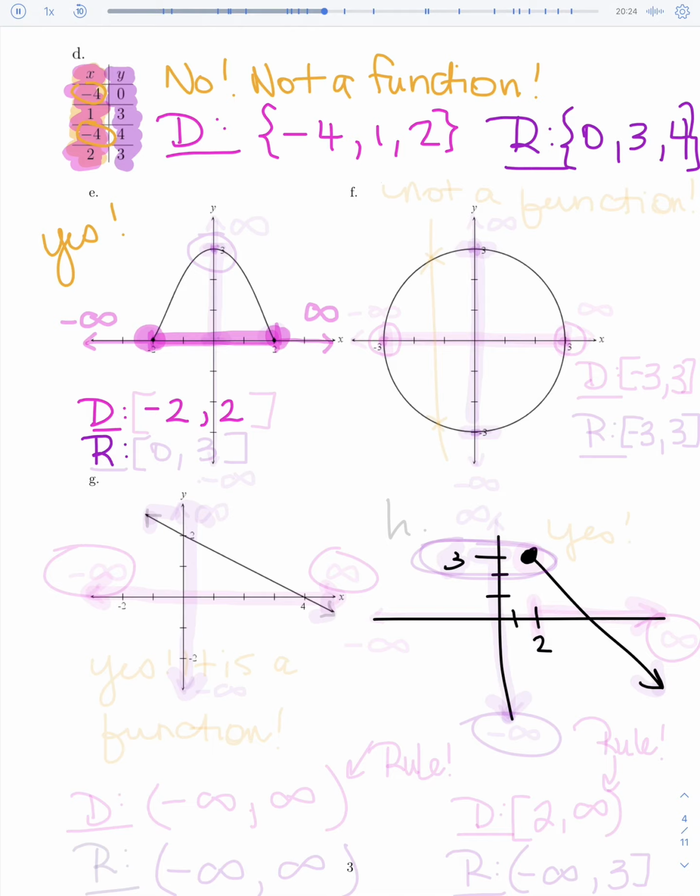Remember, parentheses mean to not include a value. Brackets mean to include the value. And that's it for the domain. But we still have to figure out what the range is.